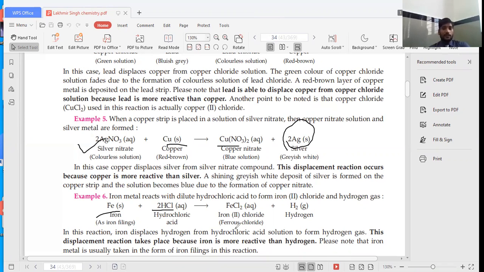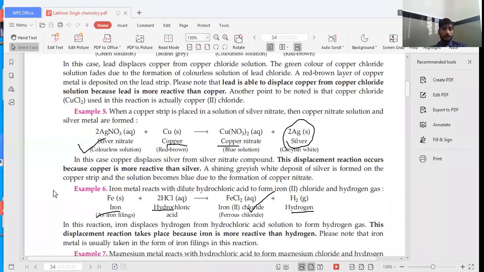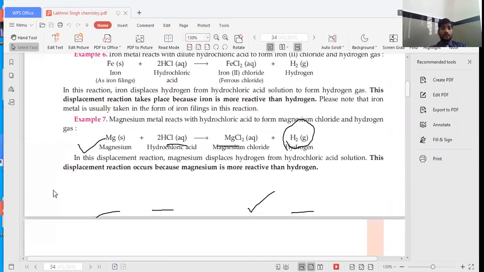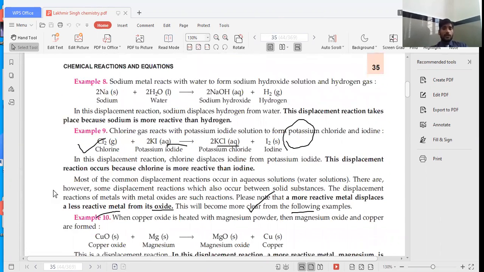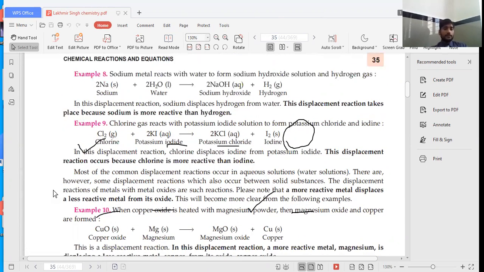Iron with HCl. Just now I showed you the reactivity series, and you must have seen that hydrogen was less reactive than iron. Then what happened? Iron is displacing hydrogen to form iron chloride, and hydrogen gas will be liberated here. Magnesium plus HCl, a similar reaction will be there. Sodium plus water, sodium hydroxide and hydrogen gas will be liberated.